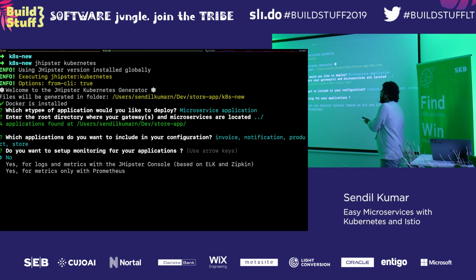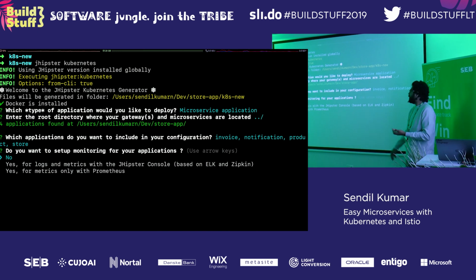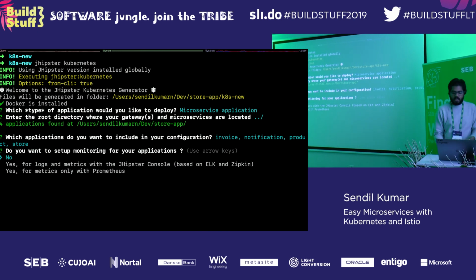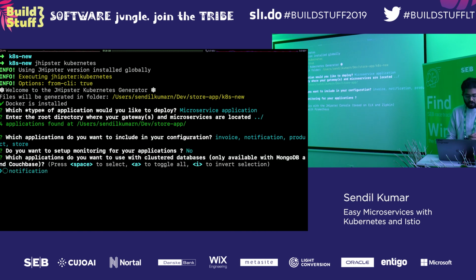So we have this JHipster console, which is based on ELK, or you can just go with plain Prometheus. I'll say no here, because we are just going to use Istio and see how Istio works. So I'll just use no here.